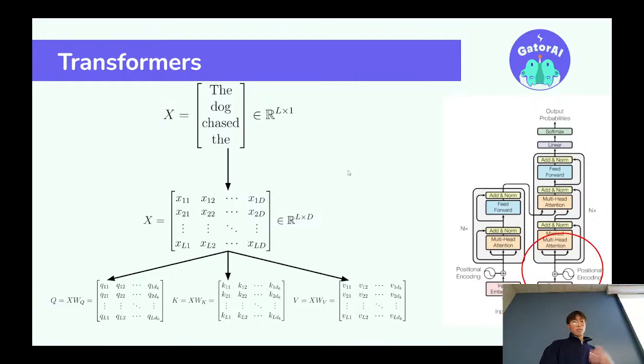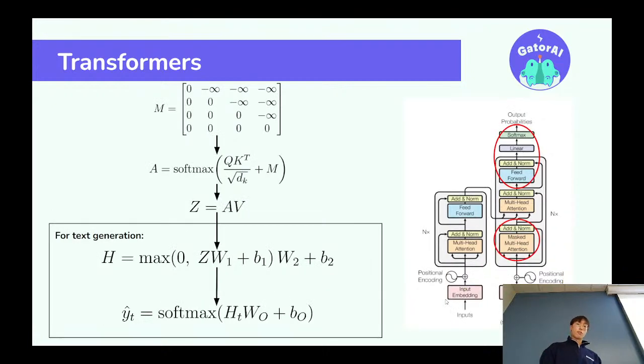So let's see here. We have "the dog chased the." So it's going to get embedded right here, and it's going to be represented as a matrix, right, where every single row represents one word. We're going to do our attention calculations again this time, but we're going to do them a little bit differently.